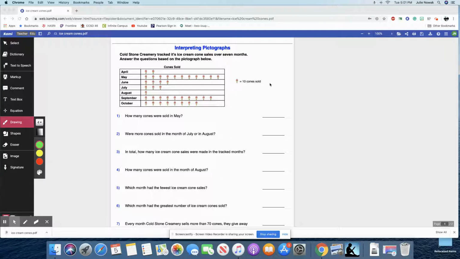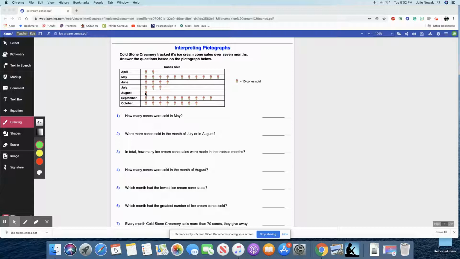And what's most important is this little key over here. It tells you that one picture of an ice cream cone is not equal to 1. It's equal to 10 cones sold. So the beauty of this is I can look at this graph and know right away that in May, the most cones were sold. I don't know the exact number. Even if I counted every ice cream cone picture, that wouldn't be the exact number. I'd have to then multiply it by 10. But I can see easily that in May I sold the most, and then in August, I sold the least.